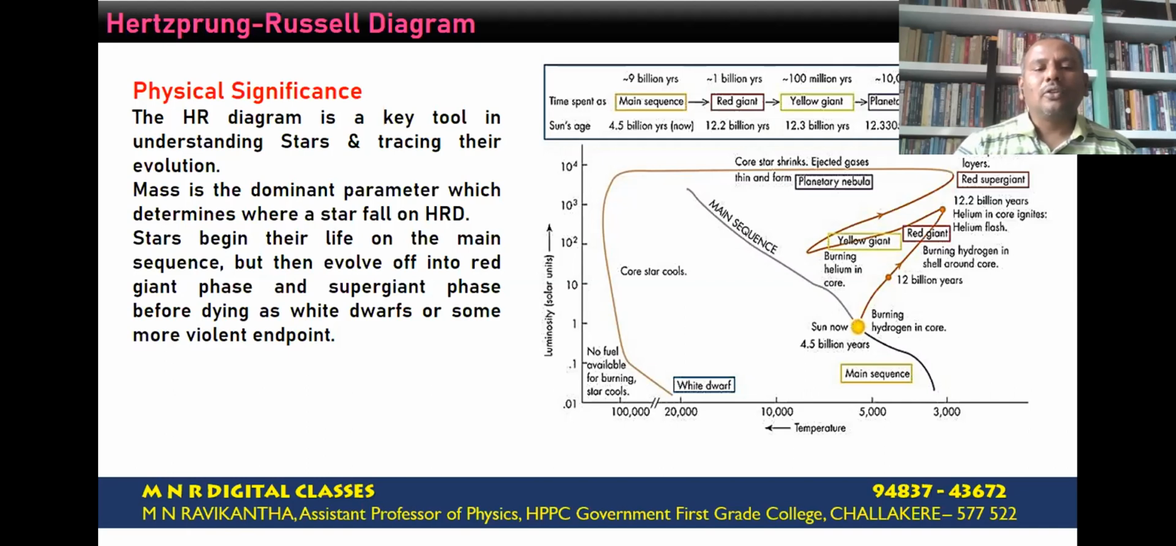So the conclusion is that by tracing the star on the HR diagram, we can come to know the exact life stage of the star, and also how it ends its life. All the evolution of the star can be clearly understood by understanding the HR diagram.